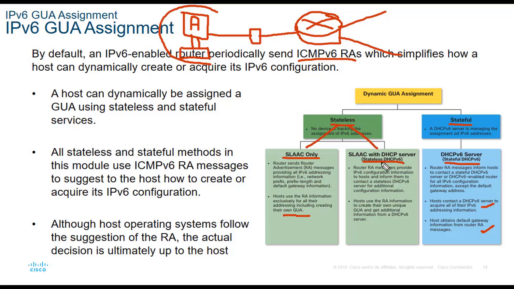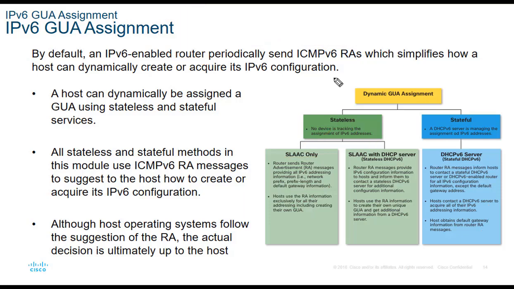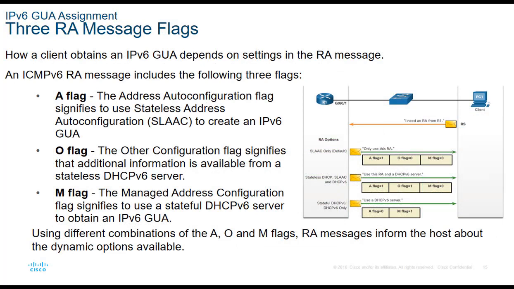That's SLAAC only. Now, with stateless DHCPv6, again, it will receive the RA message, but the router will tell PC-A, here is a little bit of info I can provide for you, but you will have to contact a stateless DHCPv6 server to provide you additional information. That's clear. On the other hand, with stateful DHCPv6, the RA messages go to PC-A, telling it to contact the DHCPv6 server or a DHCPv6 enabled router. In this case, if this was one, contact me for all of your IPv6 addressing information. That's basically the difference between these three methods. So let's have a look at the three RA messages. What messages are used in these three methods?